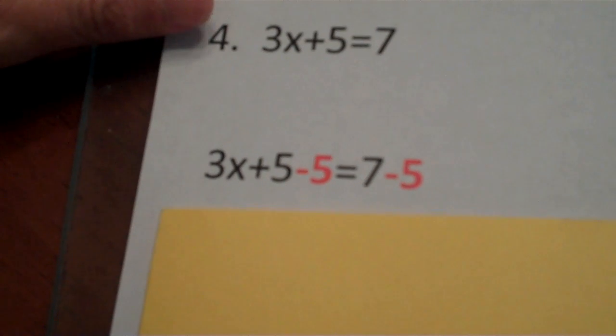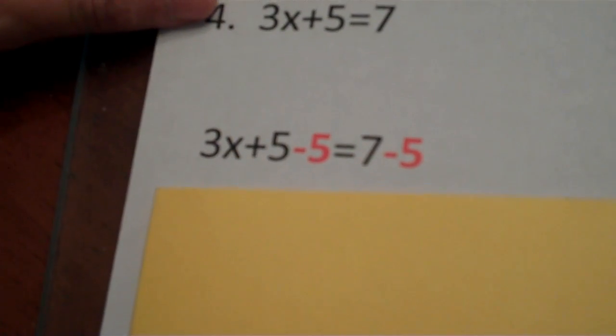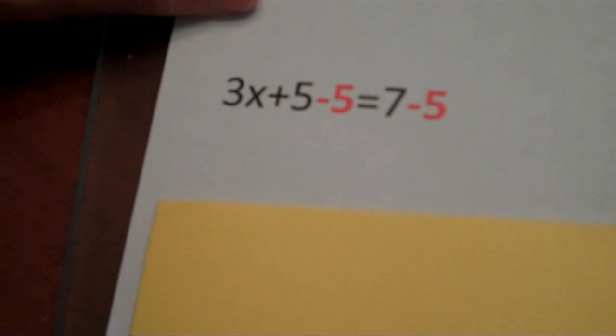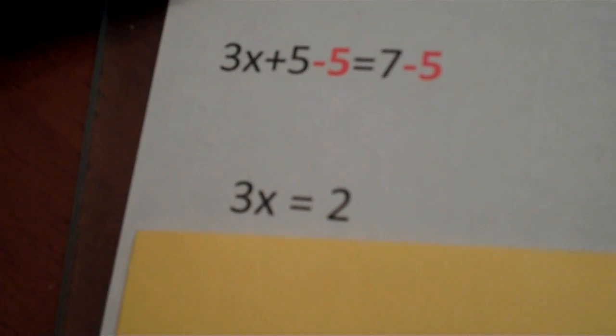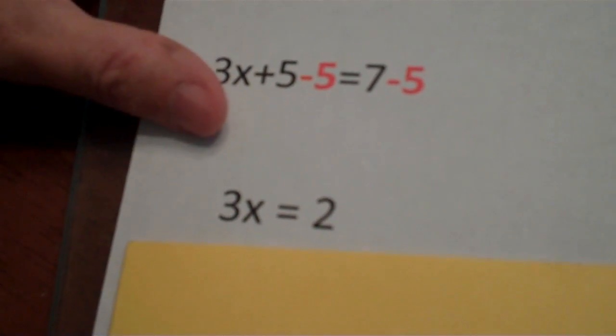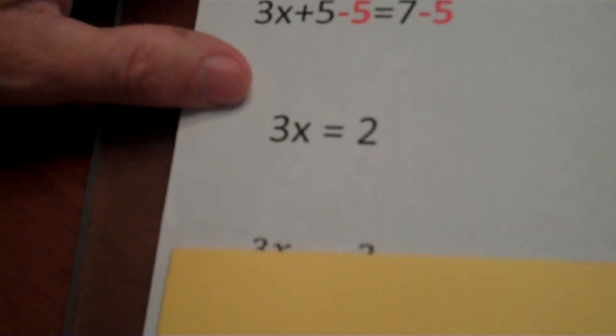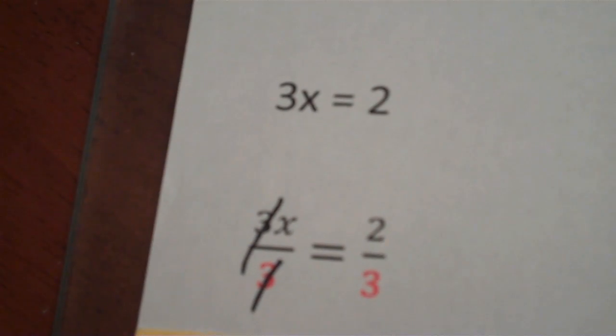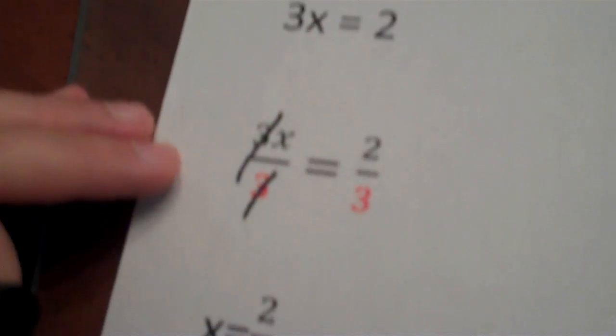On the left side, my 5's will cancel, and on the right side, 7 minus 5 is 2. So I'm left with 3x equals 2. Now I have 3 times x. The opposite would be to divide both sides by 3. On the left side, once again, my 3's will cancel, and I have my final answer of x equals 2/3.